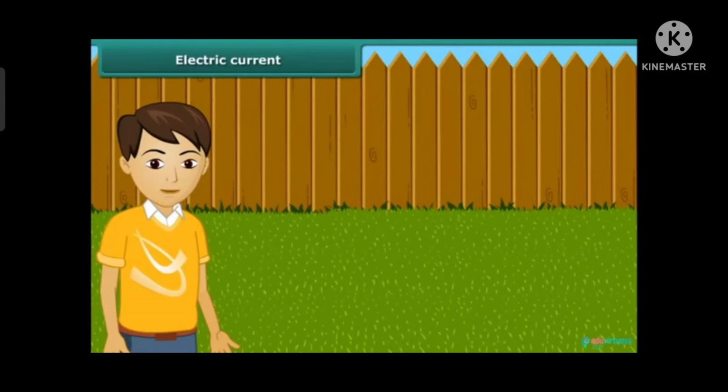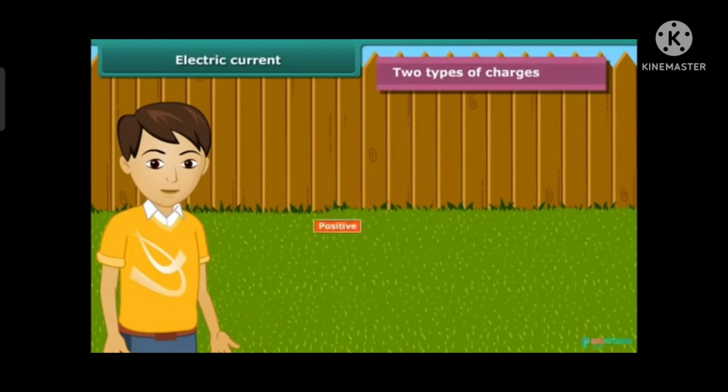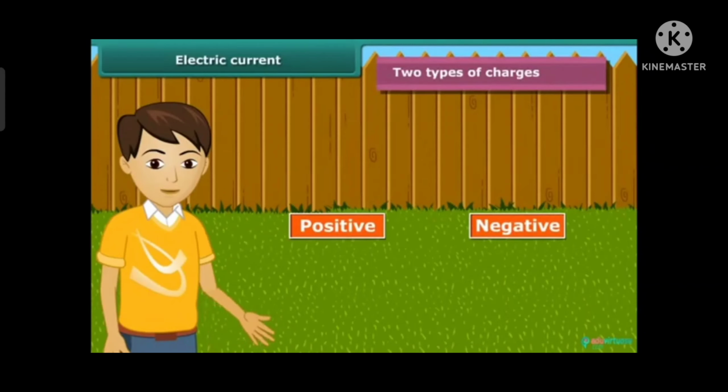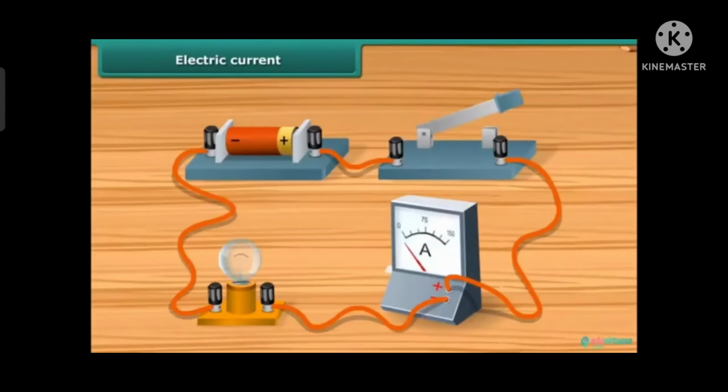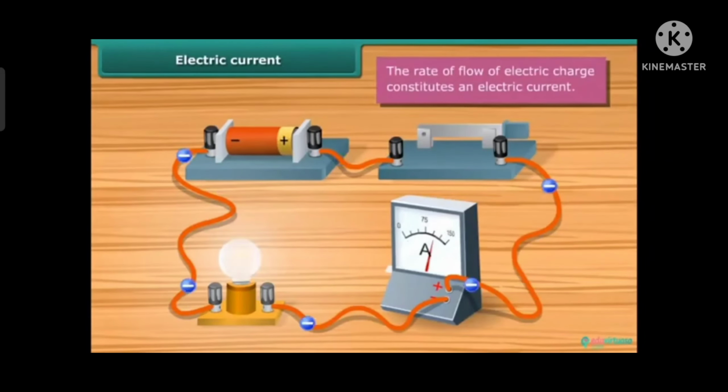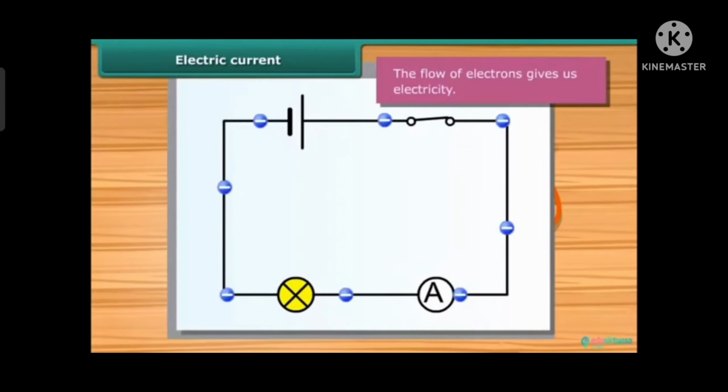We have just studied electric charges and the forces they exert on one another. We have learned there are two types of charges, positive and negative. When charges transfer from one body to the other, the bodies are said to be charged. The moving or flowing charges produce an electric current. An electric current consists of a movement of negative charges, that is, electrons. The flow of electrons gives us electricity.